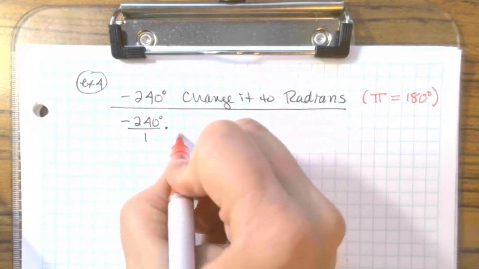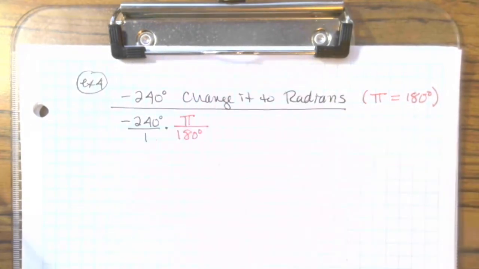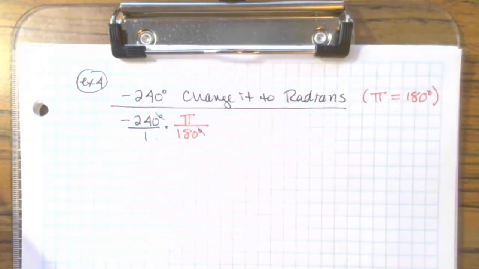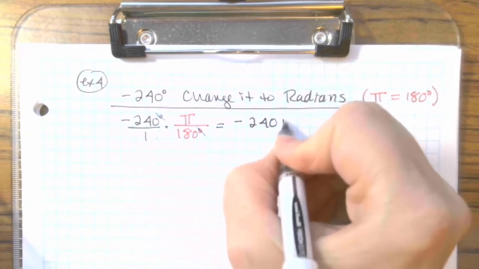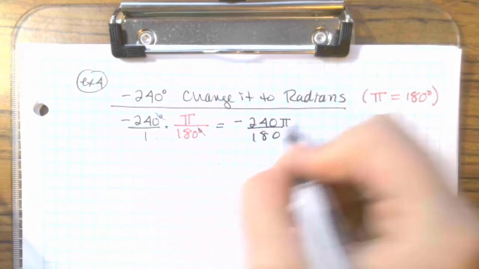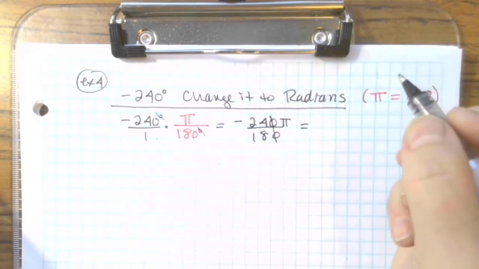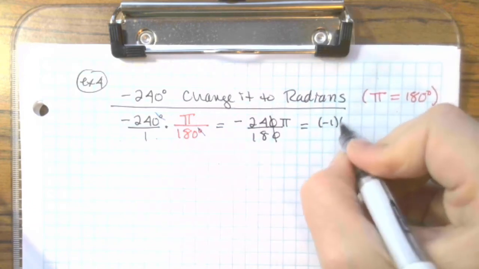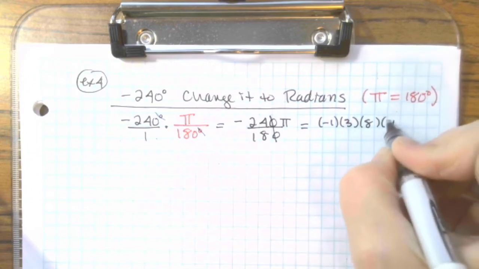240 has degrees on top, so my 180 degrees goes on bottom. My pi radians goes on the top. This causes the degrees to cancel. And now I've got negative 240 pi over 180, and I simplify it. So knock off a 0. Let's see, 3 times negative 24 is negative 1, and it's 3 times 8 is 24, and a pi.